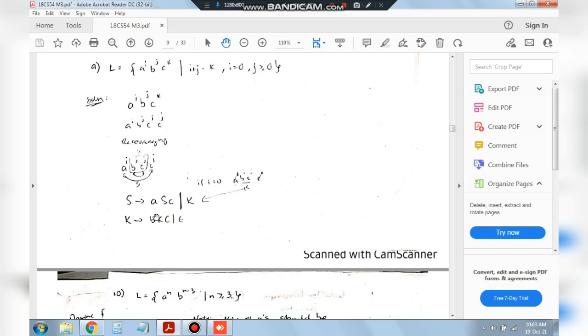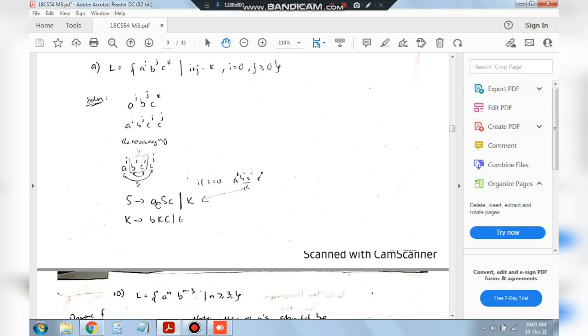And in the same way we have b and c here also, so we'll have bc in the middle, and let's take another letter like K. In between a and c we'll have bc, so K is substituted as K goes to bKc, and S goes to either aSc or K.